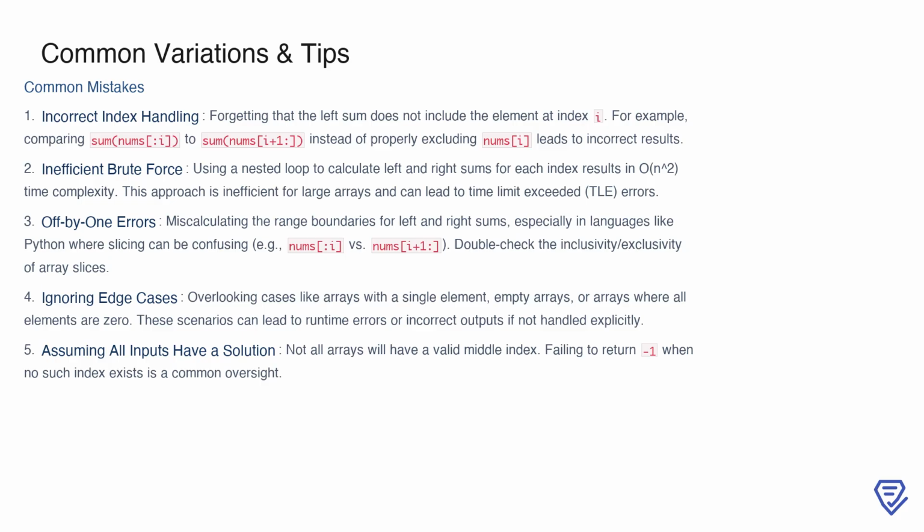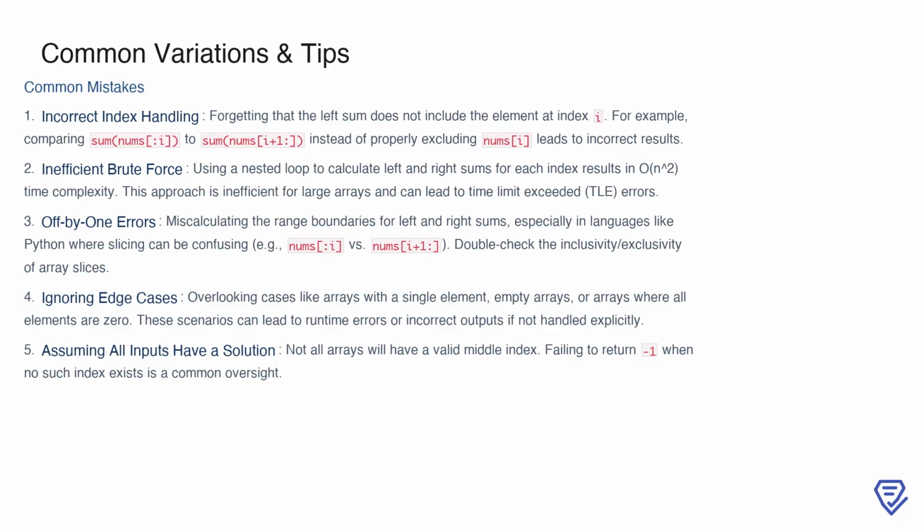When working on this problem, there are a few common mistakes to watch out for. First, incorrect index handling can trip you up. Remember, the left sum should exclude the element at index i, so comparing sum(nums[:i]) to sum(nums[:i+1]) without properly excluding nums[i] will lead to wrong results.